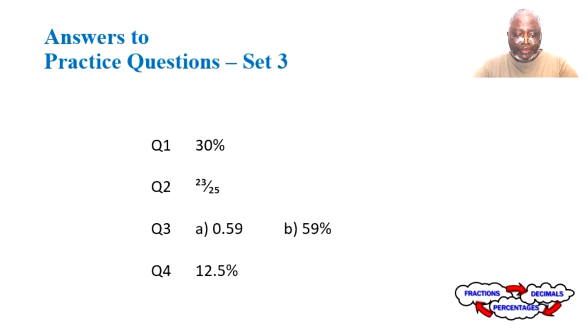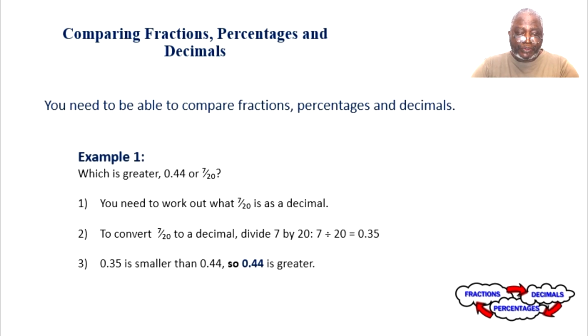And these are your answers. Question 1, 30%. Question 2, 23/25. Question 3, A, 0.59, B, 59%. And then question 4, 12.5%.